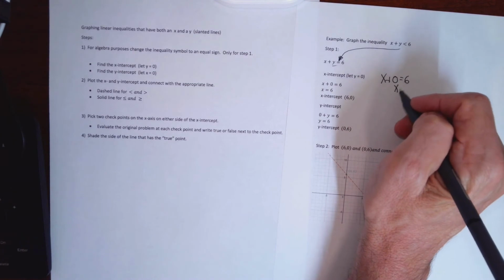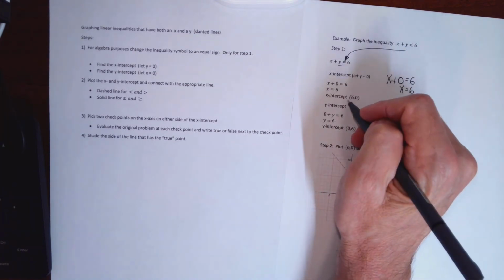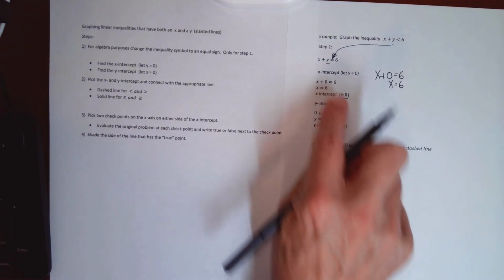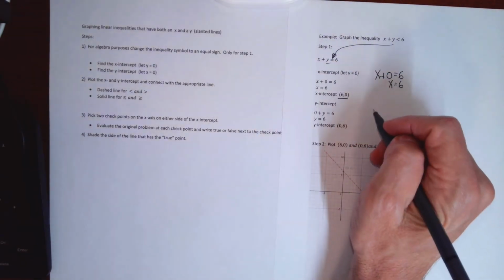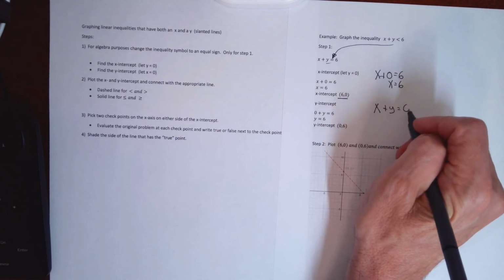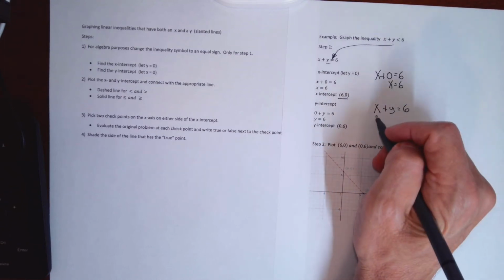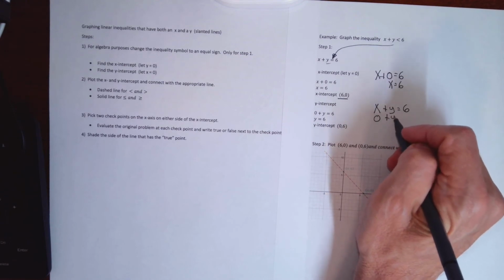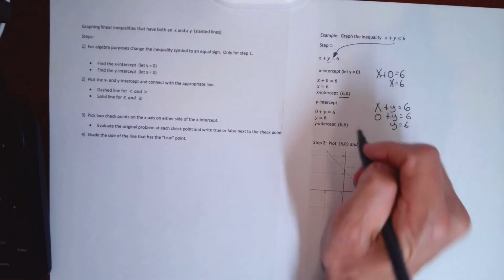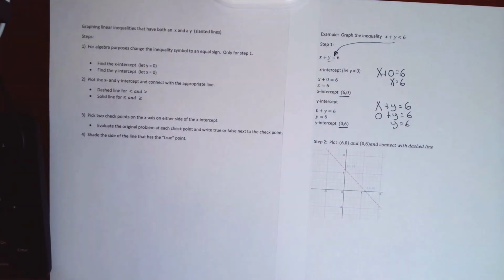The algebra gives me x equal to 6. That gives me (6, 0) for my x-intercept. Do the same thing for the y-intercept. For x + y = 6, which is the modified equation for finding intercepts, plug 0 in for x. That gives me 0 + y = 6. That's going to give me y equal to 6. That represents the point (0, 6).